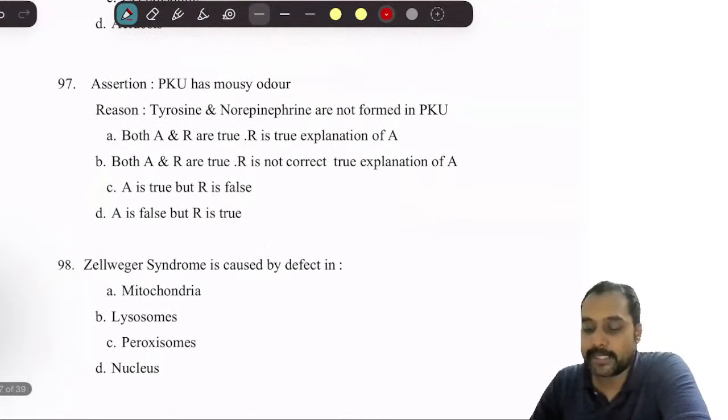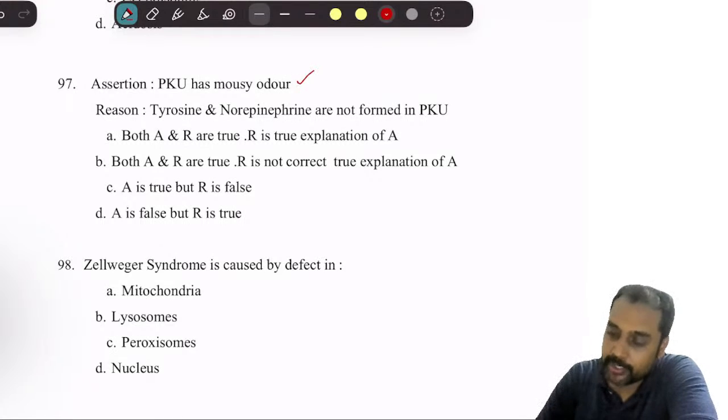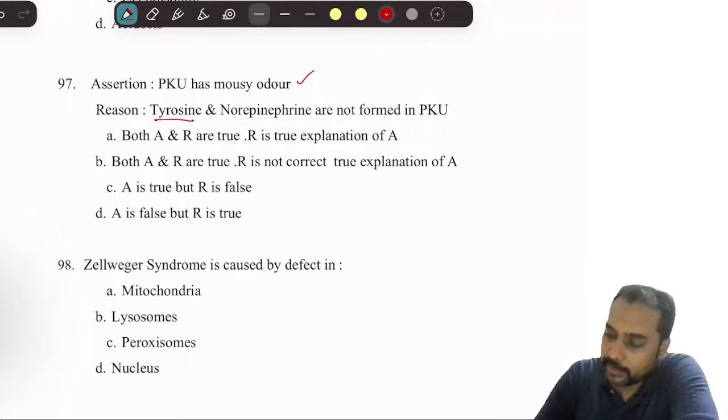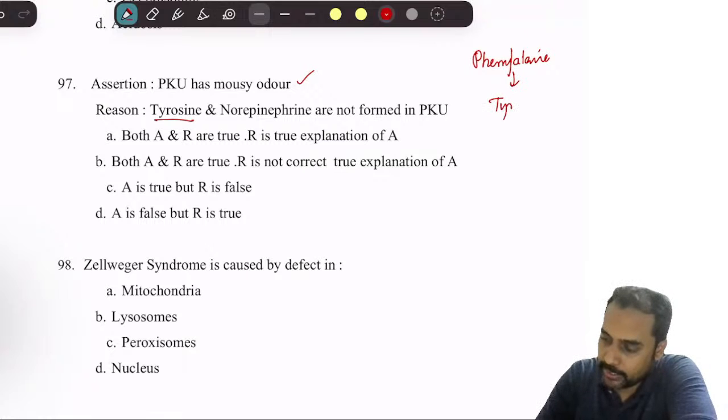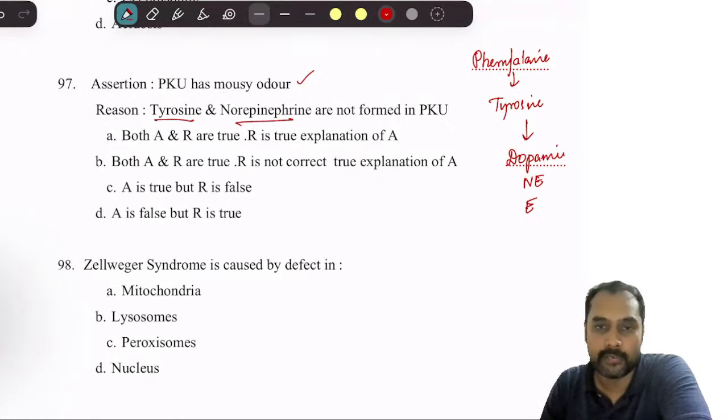Fine. Assertion. This type of question is not coming nowadays, but before they were asking. One statement will be there, one reason will be there, then you have to find out which is correct, which is wrong. Assertion: PKU has a mousy odor. Phenylketonuria has a mousy odor, which is correct. Reason: tyrosine and norepinephrine are not formed in PKU. Tyrosine comes from phenylalanine. And not only norepinephrine, dopamine, norepinephrine, and epinephrine, all of them come from tyrosine.